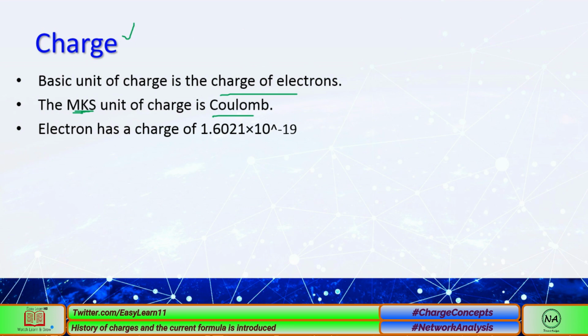Coulomb is the scientist who was responsible for the discovery, and that is the reason the unit is named after him. He was credited so we always remember his name whenever we discuss charge. The electron has a charge of 1.6021 × 10^-19 Coulomb. C stands for Coulomb here, and never forget this term.